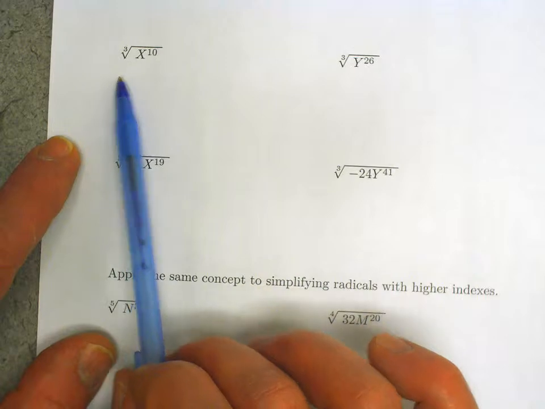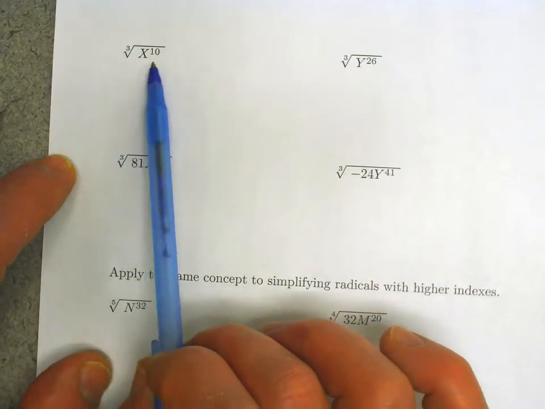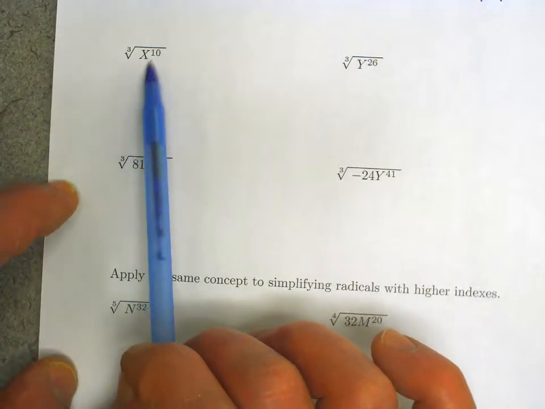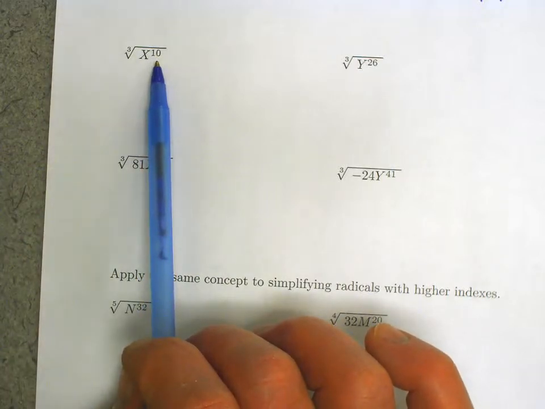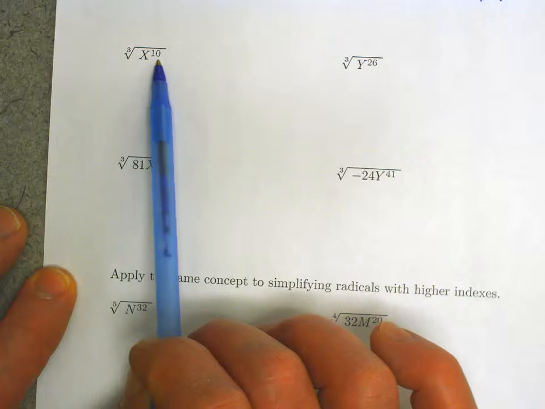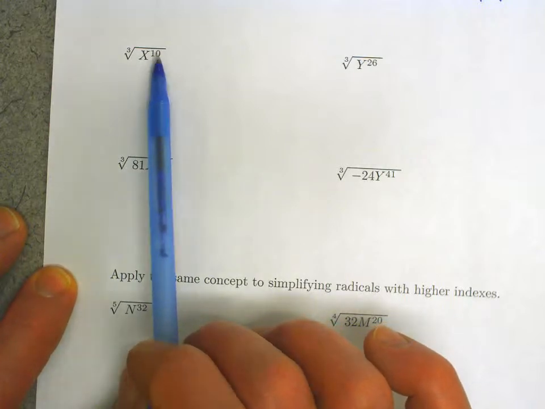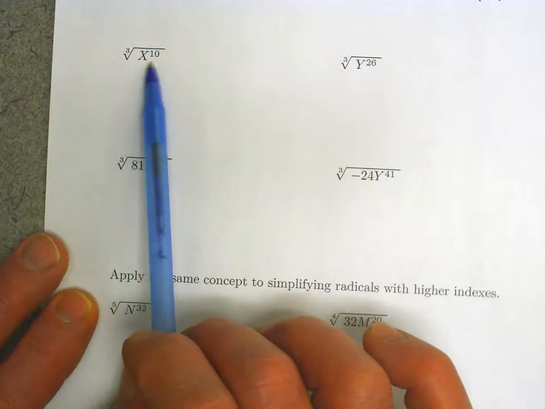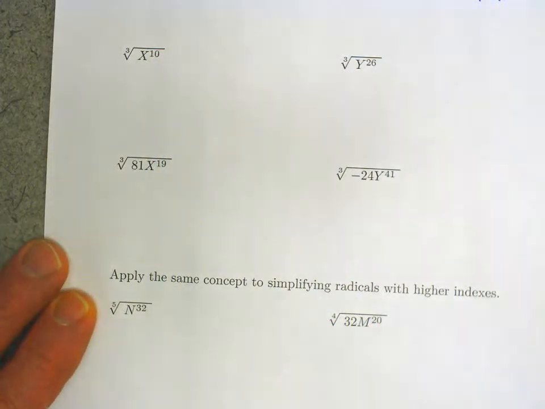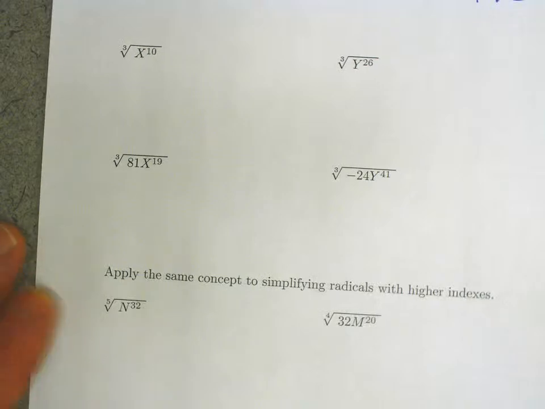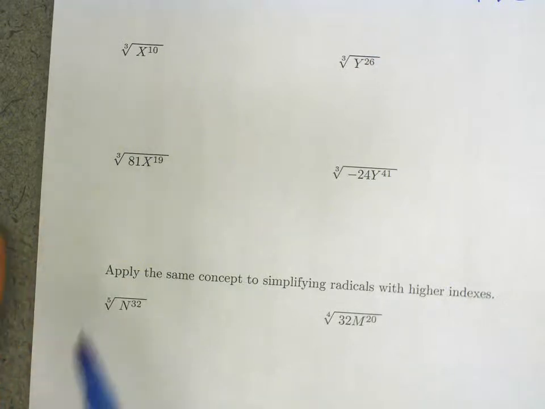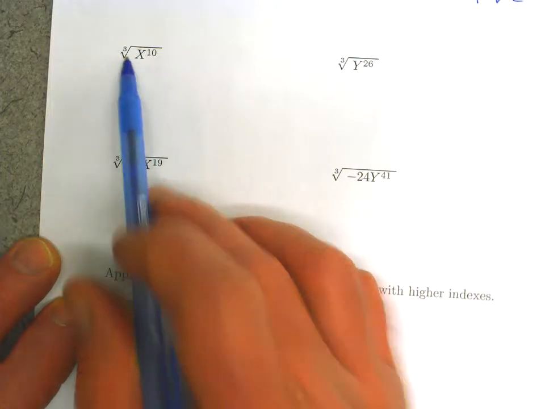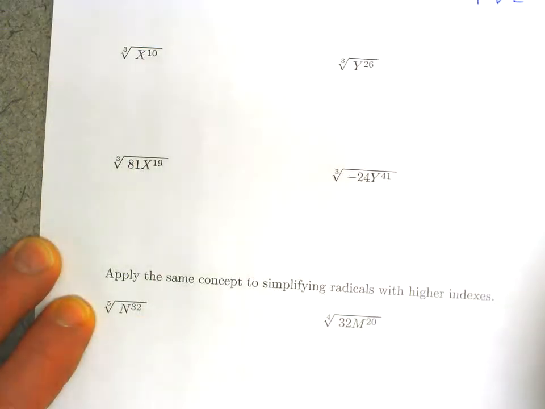can also be simplified. The cube root of x to the 10th. Remember that variables with exponents are considered perfect cubes if the exponents are multiples of 3. 10 is not a multiple of 3, so x to the 10th is not a perfect cube. The largest factor of x to the 10th that is a perfect cube is x to the 9th, because 9 is a multiple of 3. And x to the 9th times x is x to the 10th.